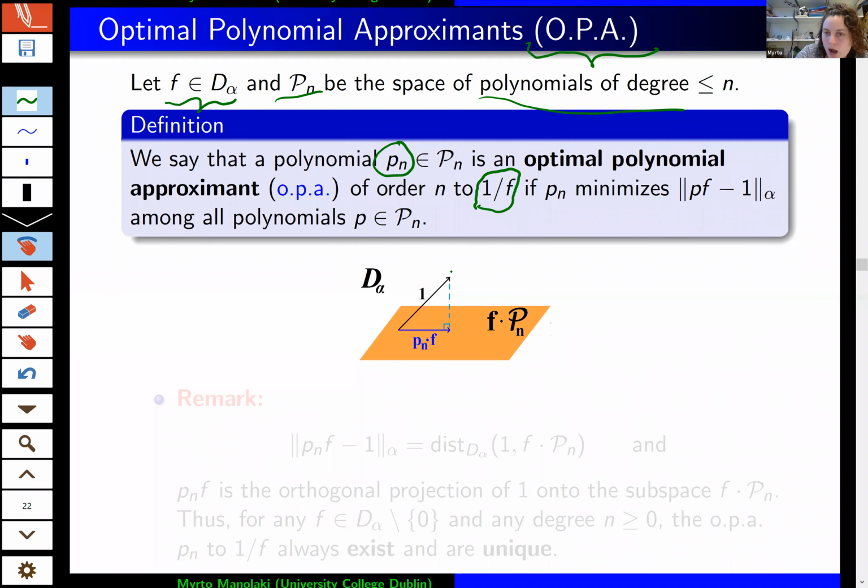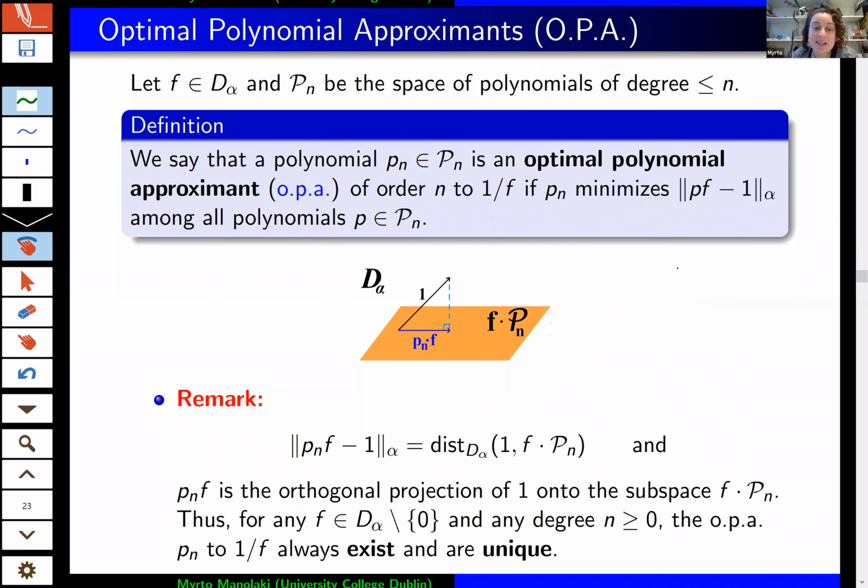So if you see here, I draw the function one. It's very rare that the function one will belong to the space f times Pn. This is the space of functions of my fixed function f times p, where p belongs to Pn. So this is again a finite dimensional space. Now we are in a Hilbert space, so we have projections, and what we can observe is that the norm of pn f minus one is nothing but the distance of the vector one from the space f times Pn. It's just because we have projections in the Hilbert space. So pn f, in other words, is the orthogonal projection of one onto the subspace f times Pn.